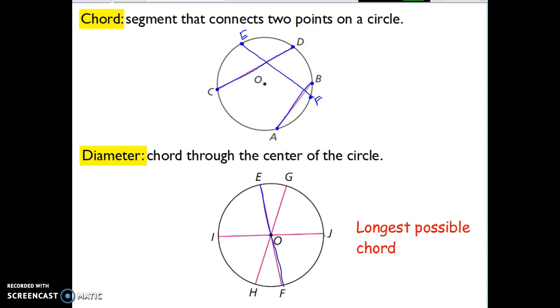One thing that I do want to mention is that we'll call this S. This is not a chord. This is a radius. The radius goes from the center of the circle to the outside edge of the circle. A chord has to touch two spots on the circle. So if it only goes to the center, then it's not a chord.